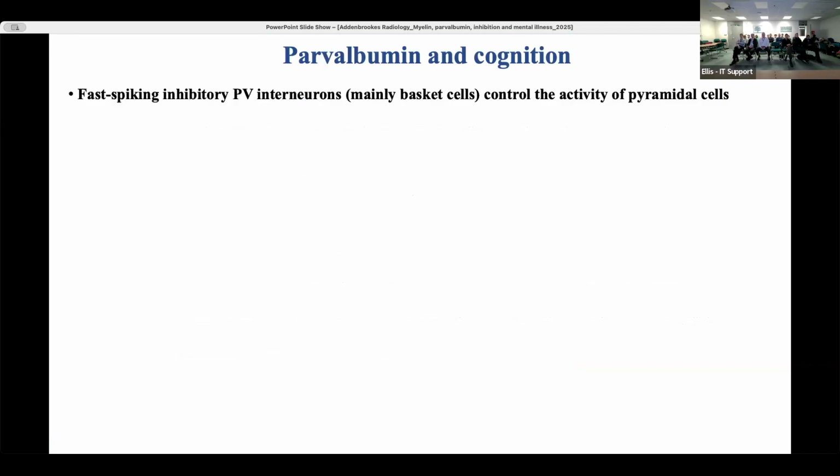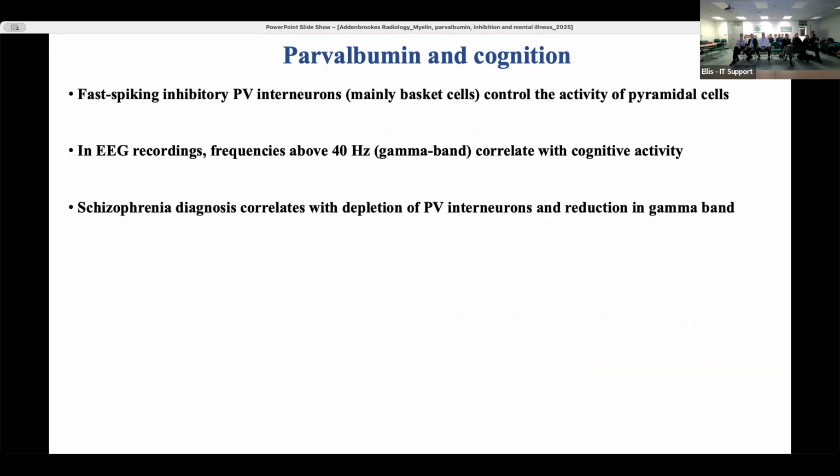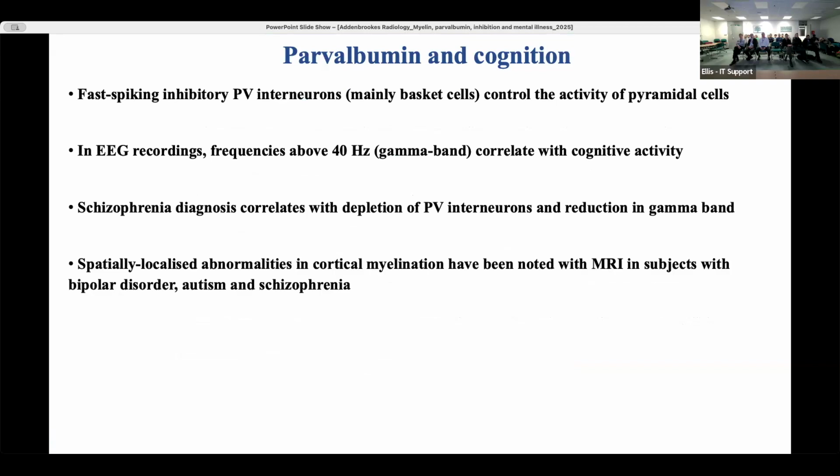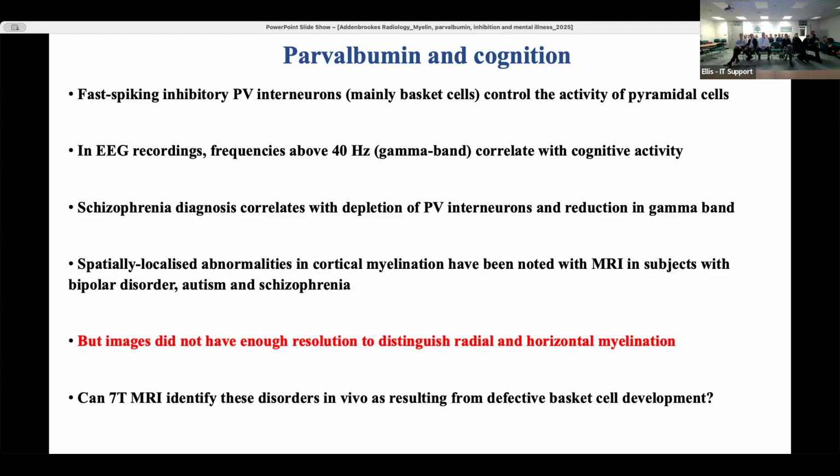These are important facts. Parvalbumin and cognition. In EEG recordings, frequencies above 40 Hz correlate with cognitive activity. Schizophrenia diagnosis correlates with the depletion of parvalbumin interneurons and a reduction in gamma band activity. Spatially localized abnormalities in cortical myelination have been noted with MRI in subjects with bipolar disorder, autism, and schizophrenia. But these images did not have enough resolution to distinguish between radial and horizontal myelination. The question is whether 7 Tesla MRI can identify these disorders in vivo.